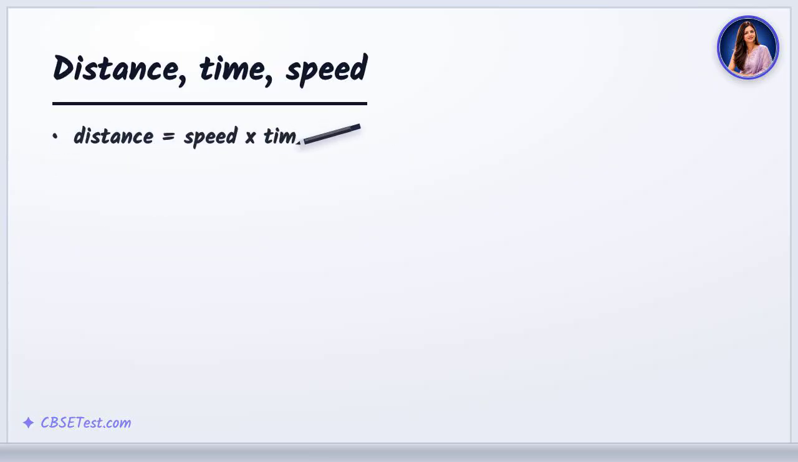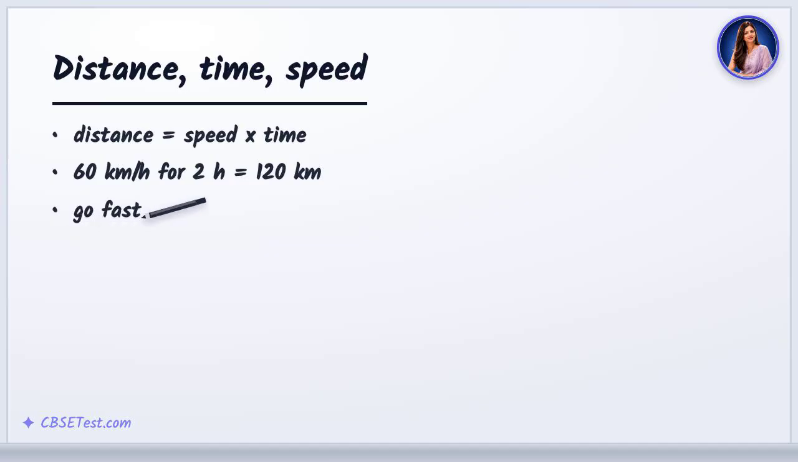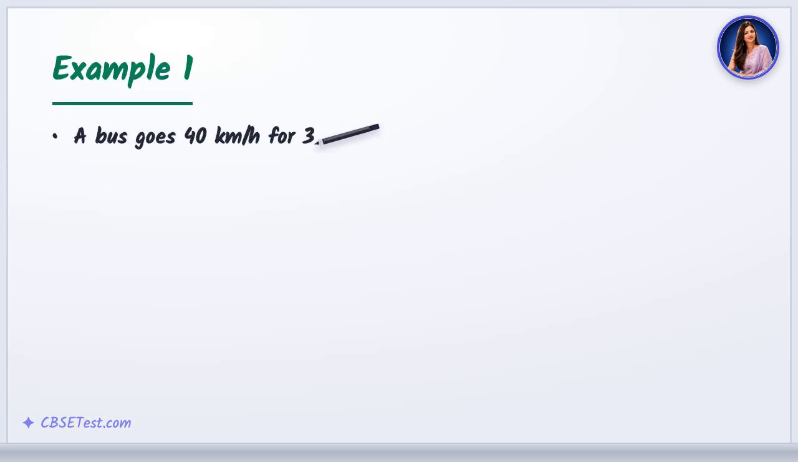Distance equals speed times time. Traveling at 60 kilometers an hour for 2 hours covers 120 kilometers. A bus moving at 40 kilometers per hour for 3 hours travels 40 times 3, 120 kilometers.